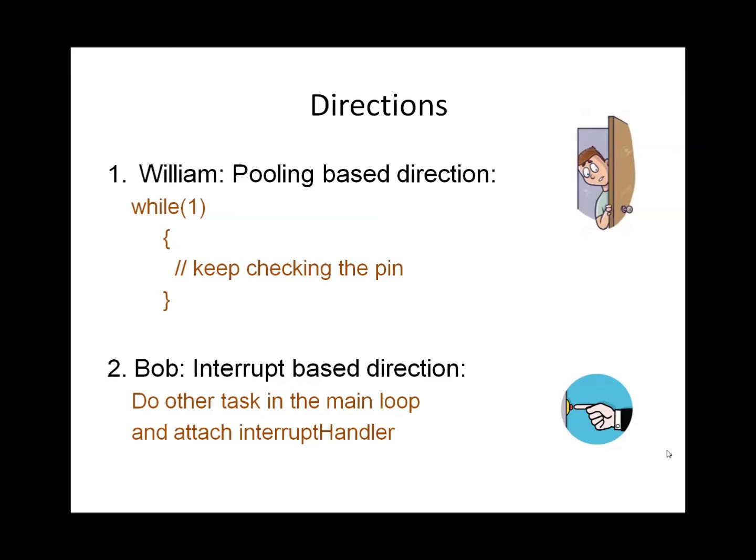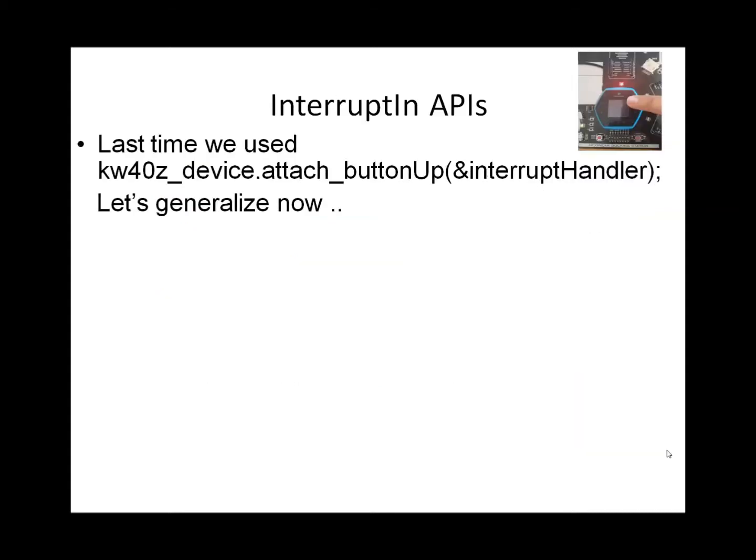Here, just do other tasks in the main loop and attach an interrupt handler. This is like the doorbell. So last time we introduced interrupts at a high level. I mentioned, if you remember, attach button up. Anyone can remind me about this API? Attach button up. It's not my code. It's an API in mbed. We discussed this last time. Any help?